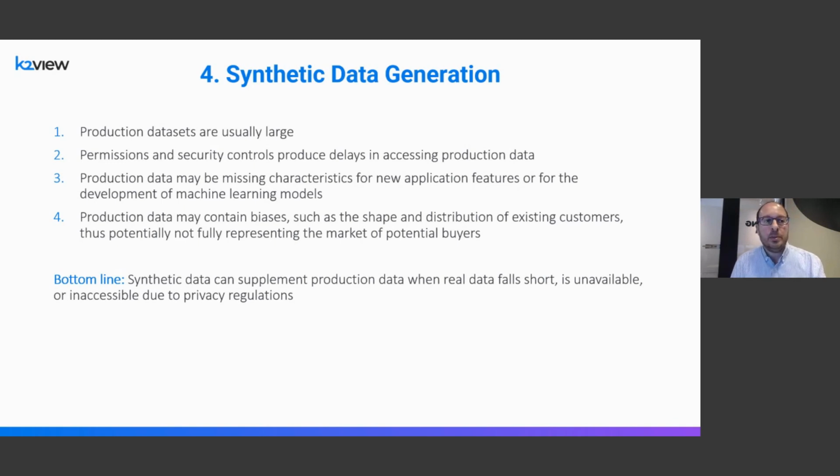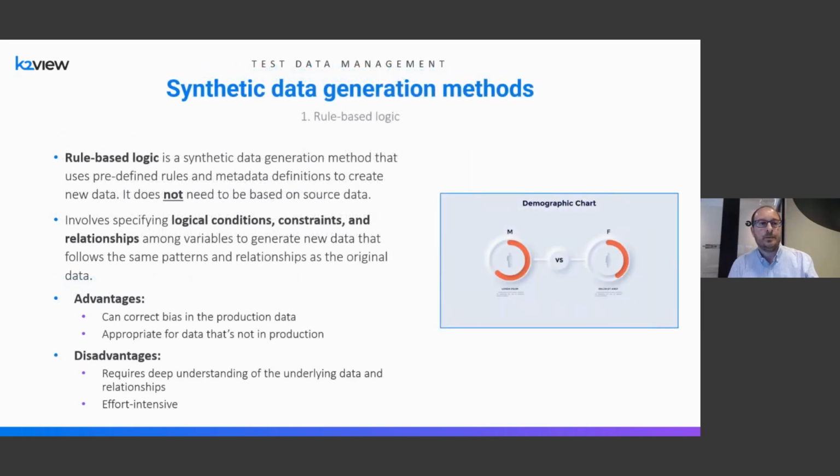Another advantage that some people cite is that production data inherently contains real-world biases. And if you want to create a data set that doesn't have bias, or for example, to represent something that doesn't currently exist in production, synthetic data solves that problem. So bottom line, synthetic data can be used instead of production data, or most often it's used to supplement production data where real data falls short or is unavailable or inaccessible due to privacy regulations in specific geographic areas.